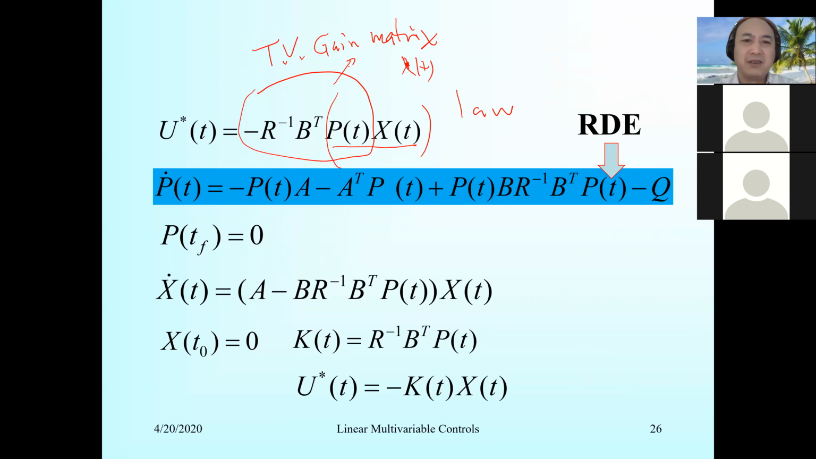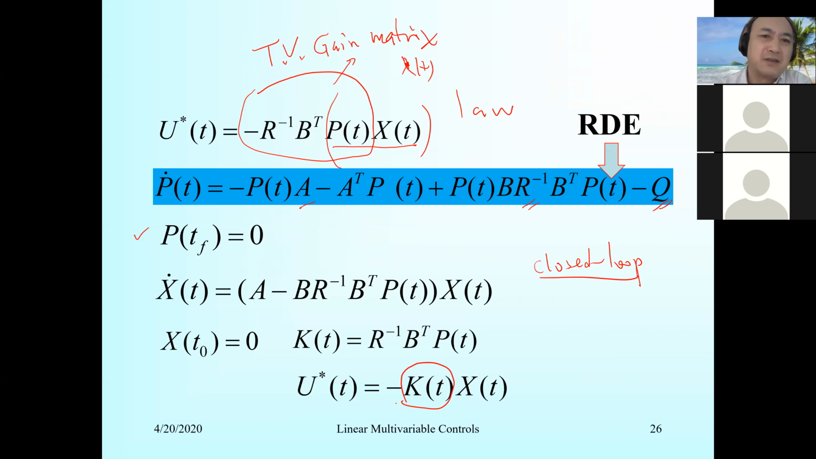And P(t) satisfies this original system, and you have R as the weighting matrix for the control signal, Q as the weighting matrix for the state signal. These are all the facts. So the terminal value P(tf) is zero. So this is my closed loop system. This is my time varying gain.